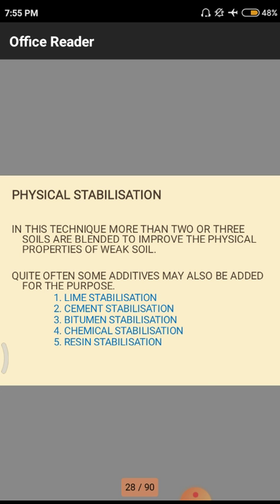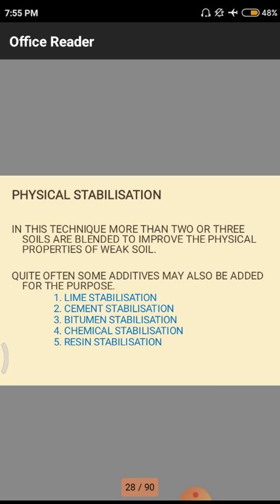But in case of physical stabilization, we are using two to three quantities of soil. In addition to those soils, we are using an extra quantity of materials in the form of lime or cement or bitumen or chemical or any other epoxy resins. Why? Because those have a huge bonding property. Why? Because all those are simply chemical matters. Lime is a chemical matter which has calcium content. Like cement, we also have calcium content and silica content.